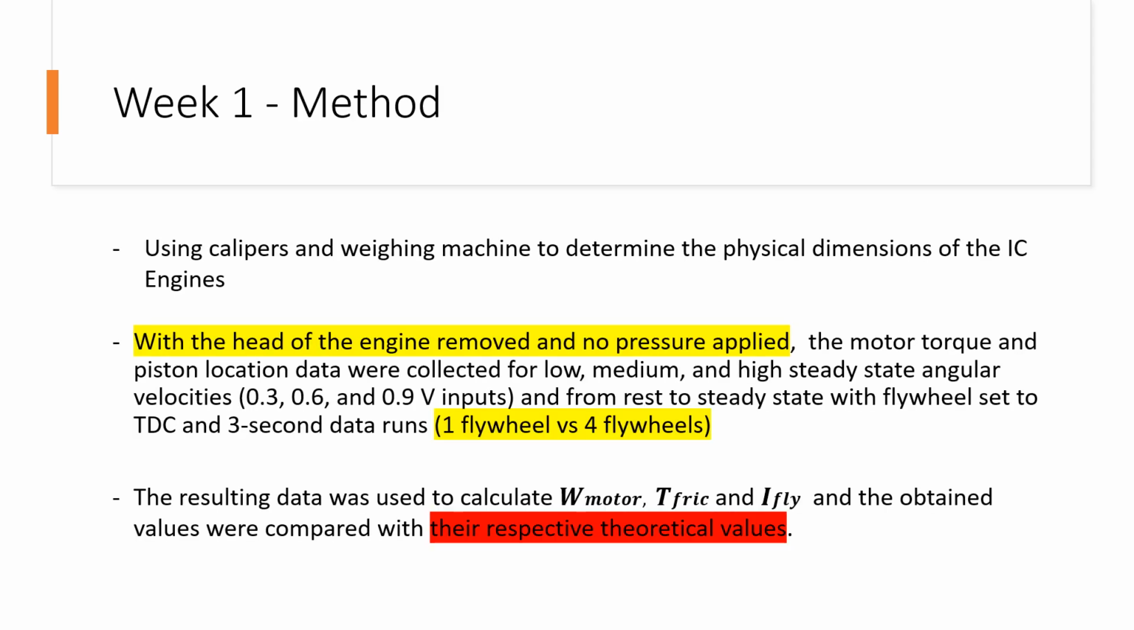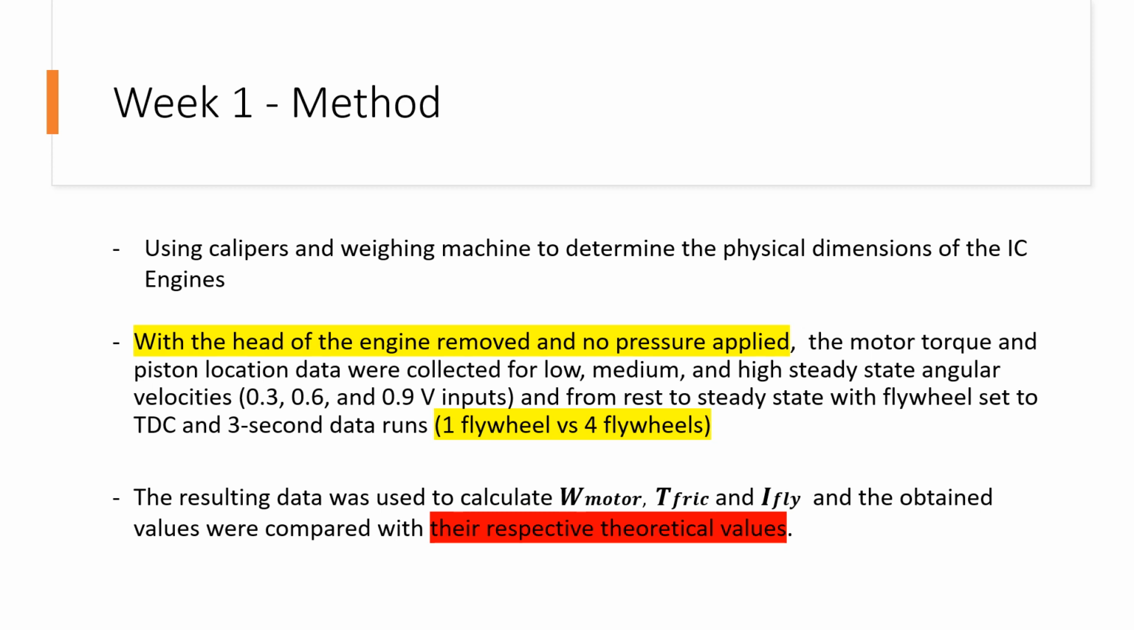To achieve the team's first goal, the engineers will use calipers and a scale to determine the physical characteristics of the IC engine, the flywheels, and the weights used in calibration. In the first week of the lab, the team will remove the head of the engine, which will allow the mathematical model to simplify to only having the work of friction and the motor.